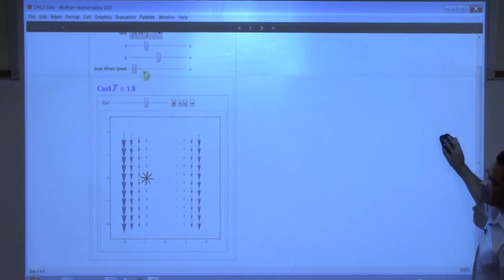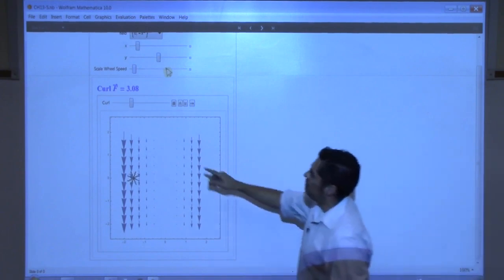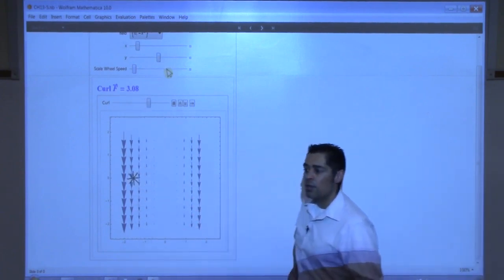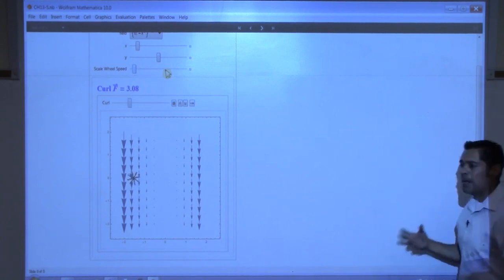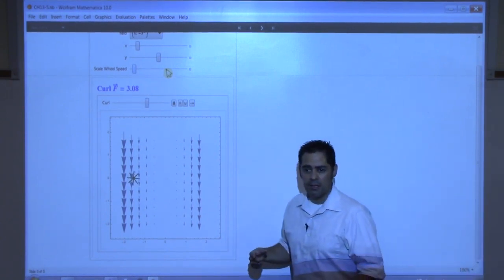Now, watch what happens if I move this further to the left. What do you think is going to happen? Things can start spinning faster. So same direction? Same speed? Let's see. Look, 3.08. The curl got bigger, right? And it's positive, so I have counterclockwise rotation, bigger number, faster spin.